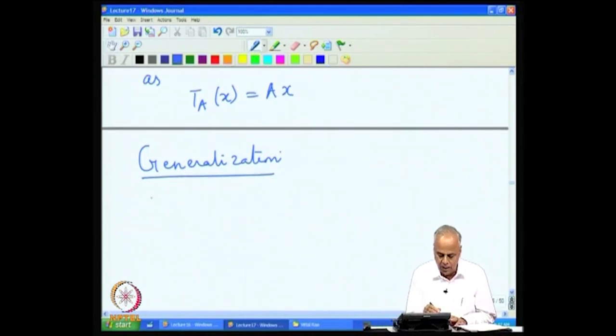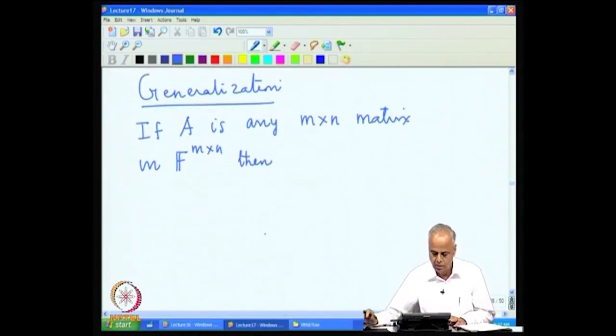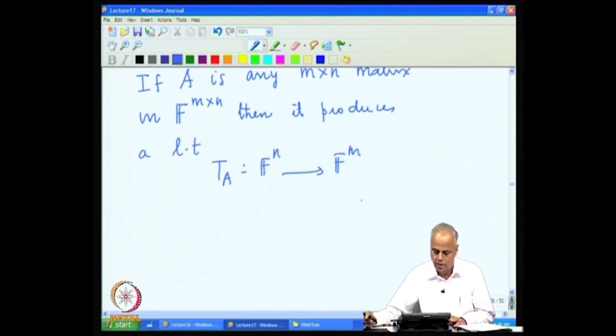The generalization is that if A is any m by n matrix in F m cross n, then it produces a linear transformation T_A from Fn to Fm as T_A of x equal to Ax.